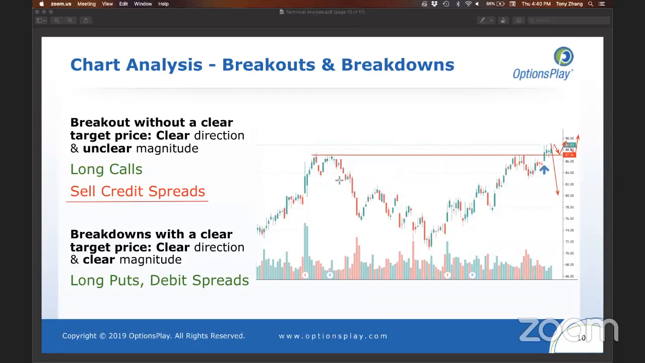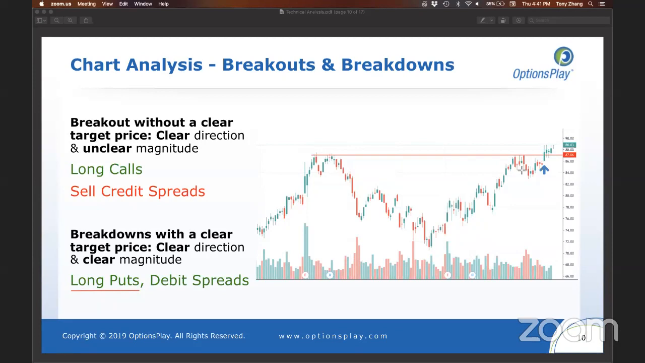However, on a breakdown, when the stock breaks below a support level, this is typically a little different, because when a stock breaks down, you usually have price history that shows you how much further it can go. First of all, long puts make sense for a breakdown simply because breakdowns typically move a little faster. We usually say stocks take the stairs on the way up and then take the elevator on the way down, meaning big moves to the downside typically happen more violently and faster than they do to the upside. So whenever a stock breaks below a support level, buying puts is a simple way to play that move to the downside.